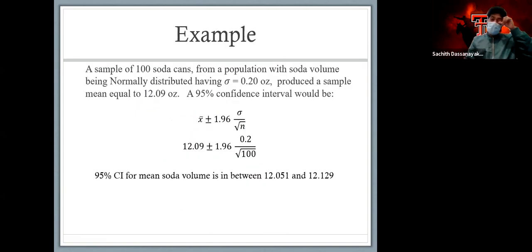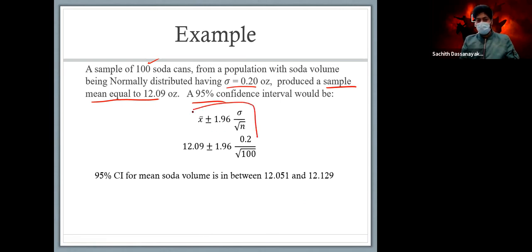Check this example. We have 100 samples, and they have given sigma and the sample mean x bar. Once we have these three values and the confidence level, which is 95%, we can calculate the confidence interval. You know this is the equation we got from the last slides. Plug in the values and you can get these values.